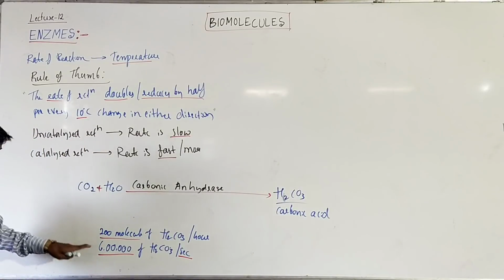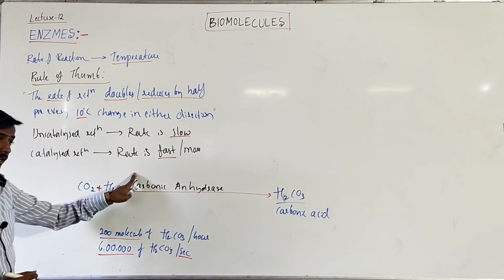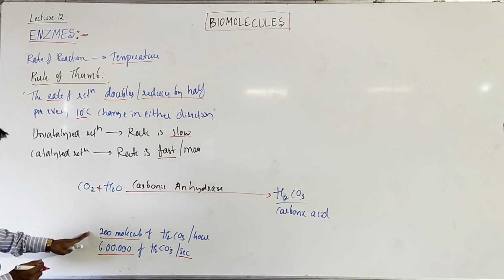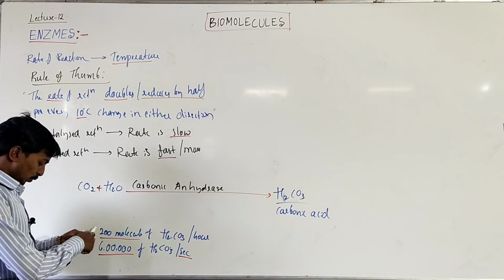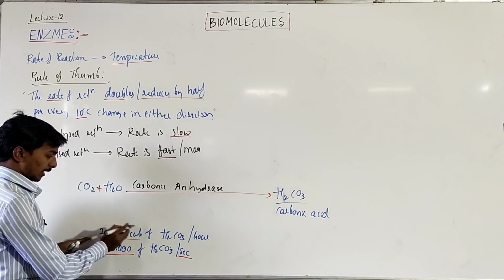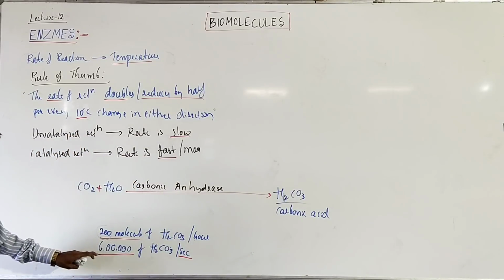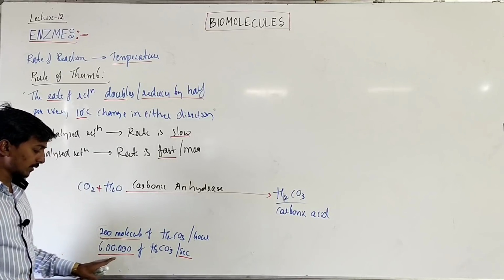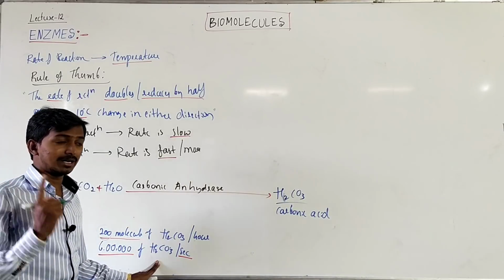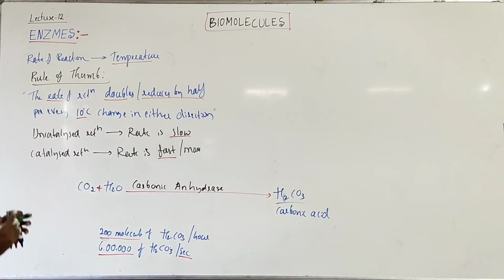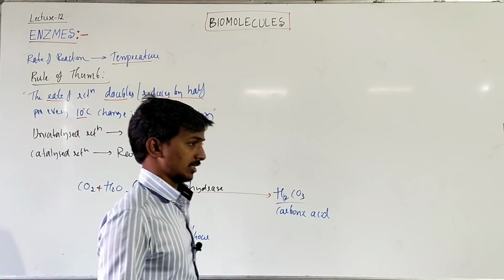So look at the speed of the reaction with the enzyme. Whenever there is no enzyme, only about 200 molecules of carbonic acid are formed in 1 hour. But when the enzyme is present, about 6 lakh molecules of carbonic acid are formed in just 1 second. Okay, imagine the speed of the reaction with the help of an enzyme.